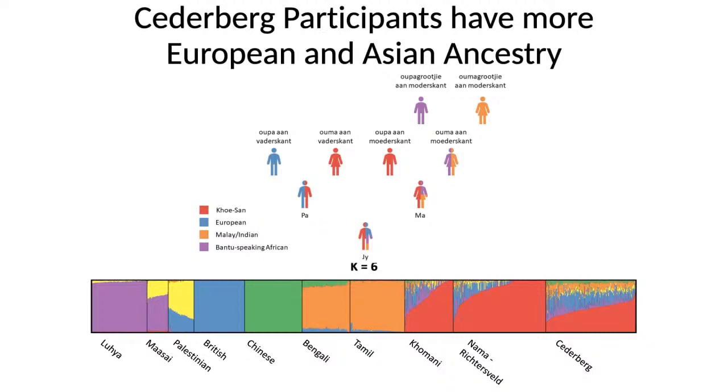And then we include it because we think there was also a spread of these pastoralists down into Southern Africa as well. And it would have brought the first sheep to the region. So you can see on the right in the Nama and the Cedarburg especially, there are small components of that yellow ancestry.